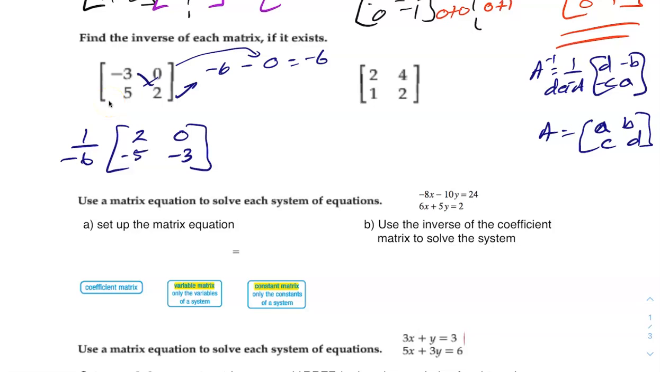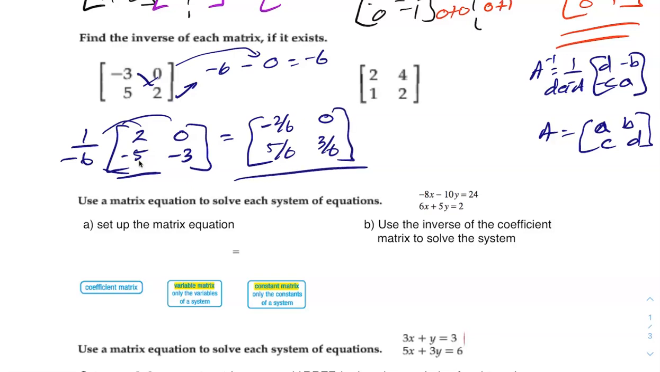So we get that. Now that's correct, but we want to write it as a matrix. So simplify down. And I get negative 2/6, or negative 1/3. I get 0. I get 5/6, and I get 3/6, or 1/2. So there we go. I could reduce these two, but that's good also. So that'll be the inverse of this matrix. You can double check your work. You can multiply this by this, and you should get the 1, 0, 0, 1.